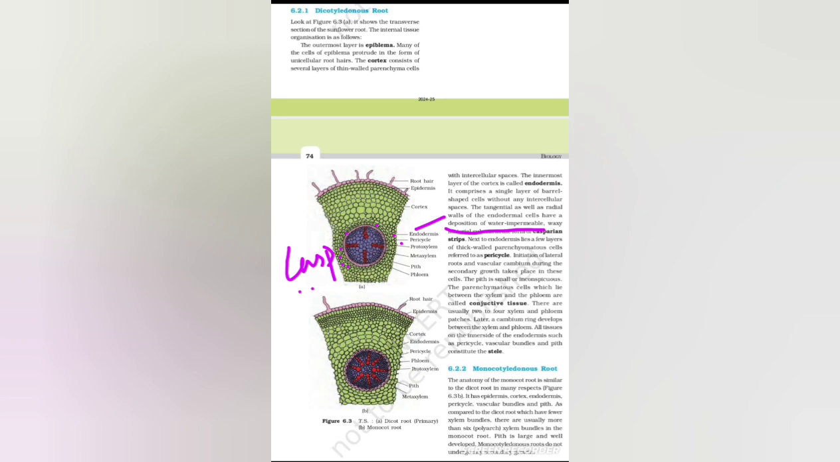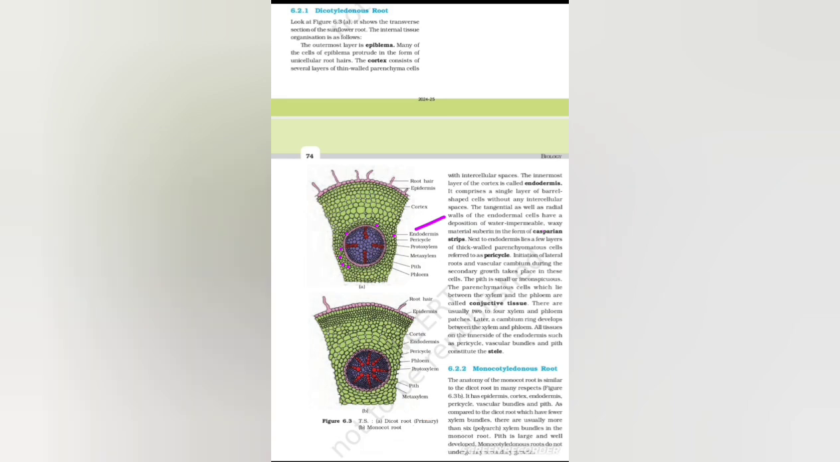That waxy material is impermeable to water, and that waxy material is a substance of suberin material and it's a form of casparian strips. So we can see casparian strips, that is a waxy material in the endodermis.